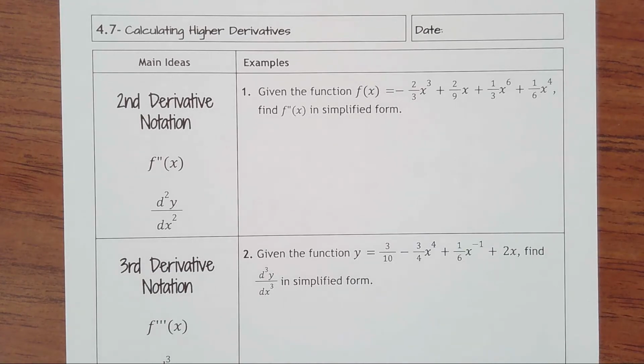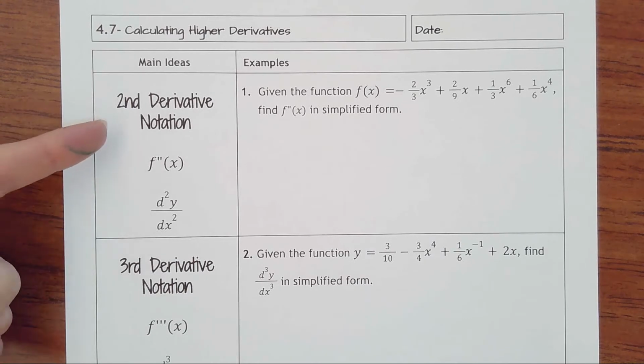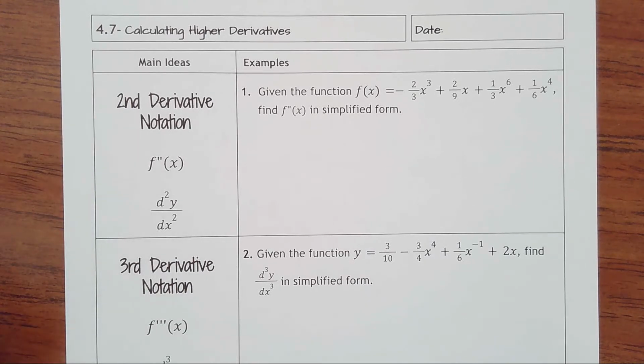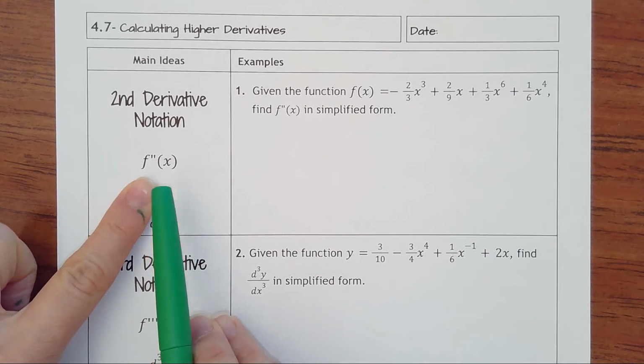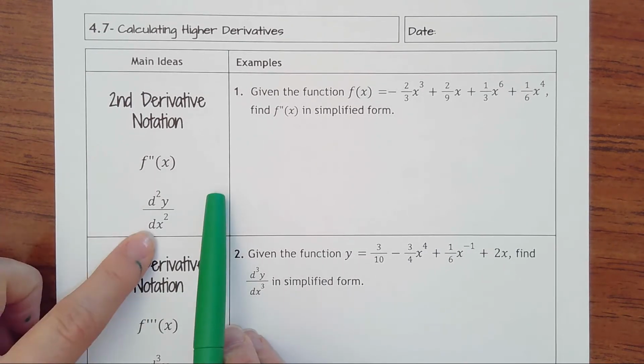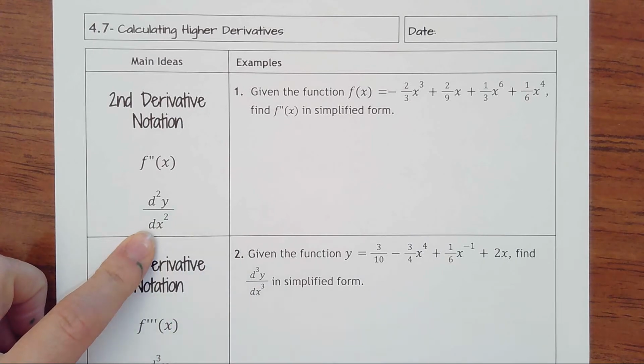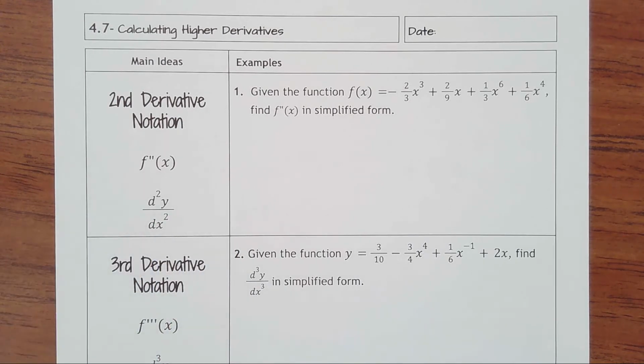Lesson 4.7, calculating higher derivatives. Higher derivatives just mean taking it steps further, like not just finding the first derivative, but then maybe finding the second or the third. And let's talk about notation. So now I can have f double prime of x. That would tell you to do the second derivative, or it might say d squared y over dx squared. That's just a way to tell you what you're supposed to be doing.